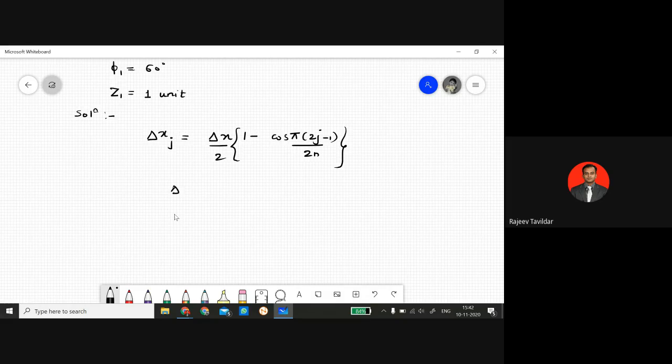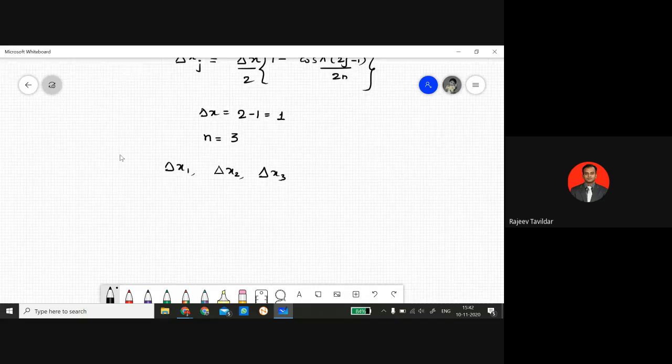In this equation, delta x will be equal to 2 minus 1, that is 1, the range of the input parameter, and n will be equal to 3. As I said, for Freudenstein, we have the standard 3 equations, and to solve these 3 equations, we can have only 3 unknowns. That is why we have taken small n equal to 3. With this, we can find out delta x1, delta x2, and delta x3. This we are finding for crank rocker, right? Yeah, this is crank rocker.